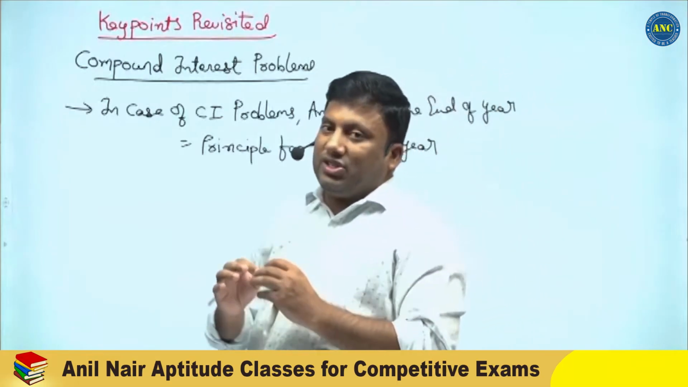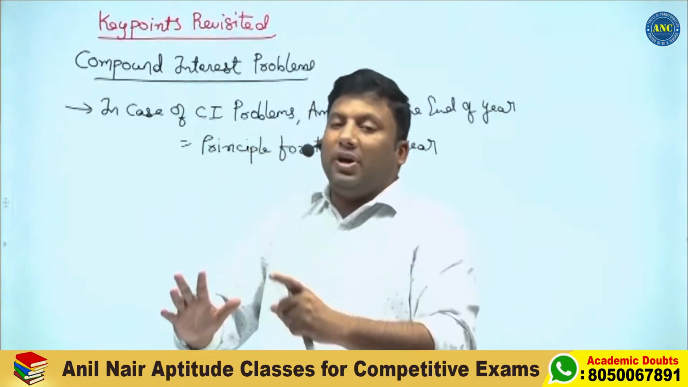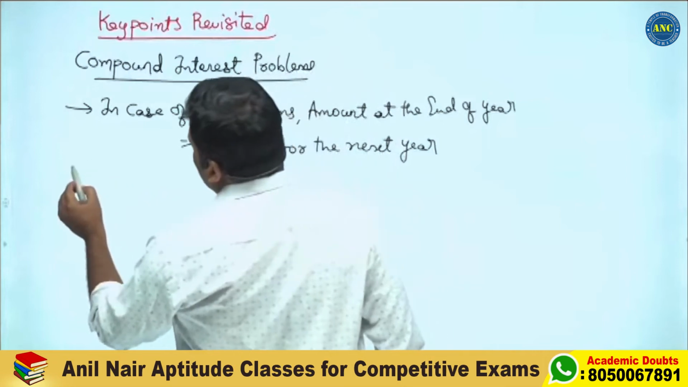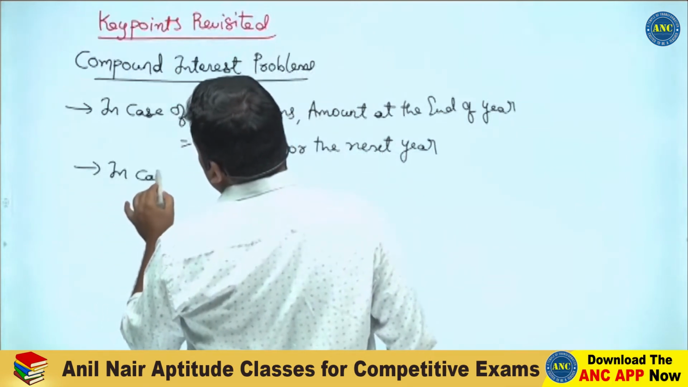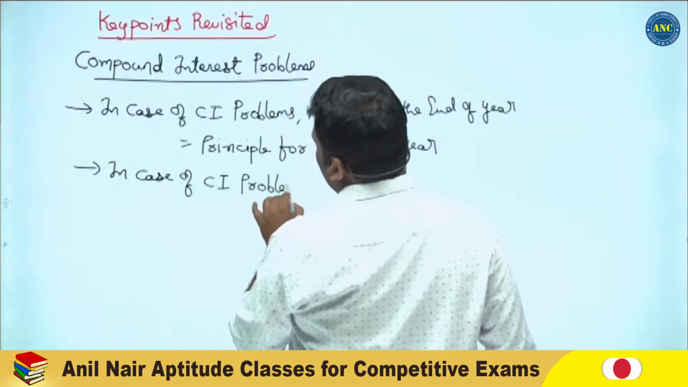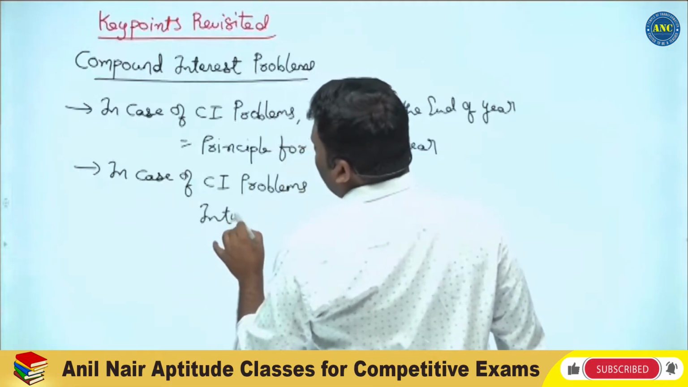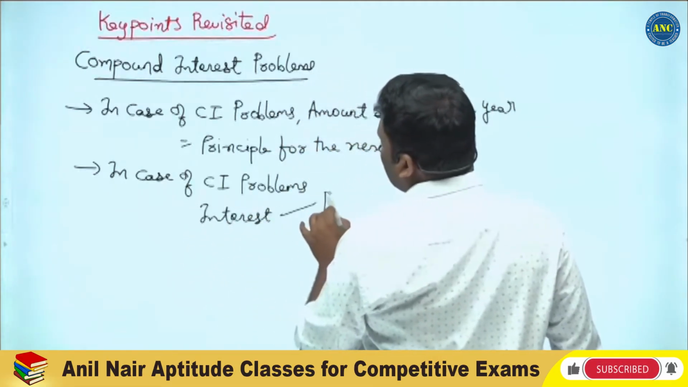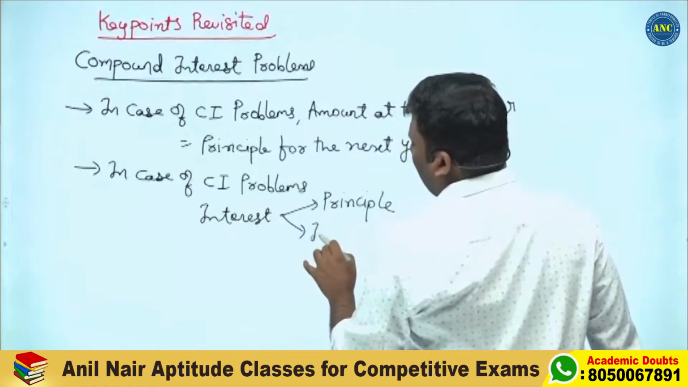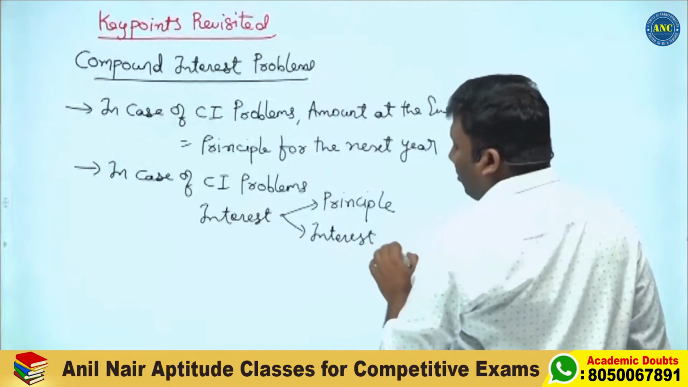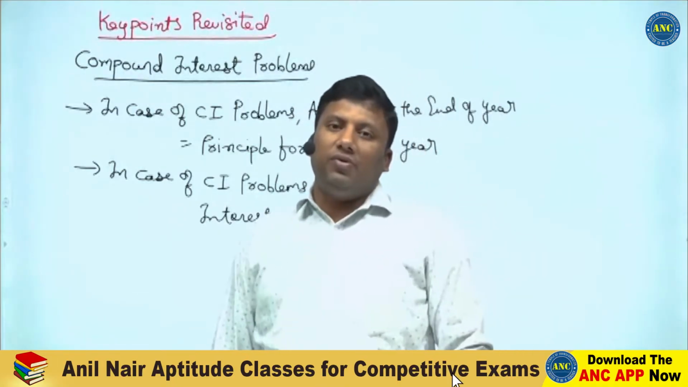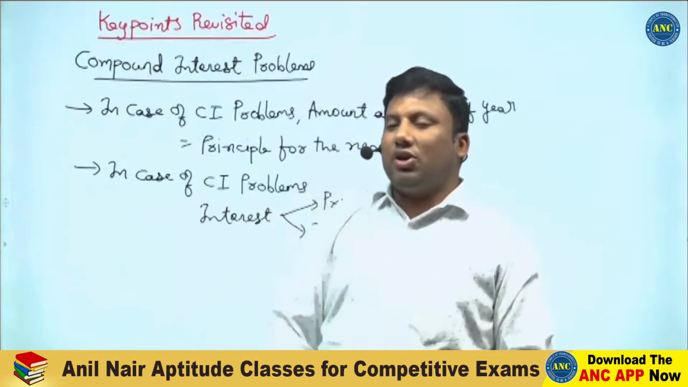In case of simple interest, interest is calculated only on principal. Whatever the sum that I have to give, on that apply rate of interest percentage. But in case of compound interest problems, interest is not only calculated on the principal, but interest is also calculated on the interest which we got. Suppose in the second year, I want the compound interest. Rate of interest on principal we will take, and also interest on interest we will take.